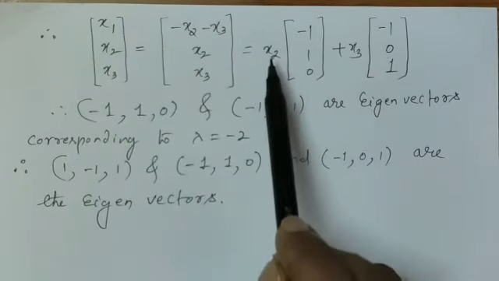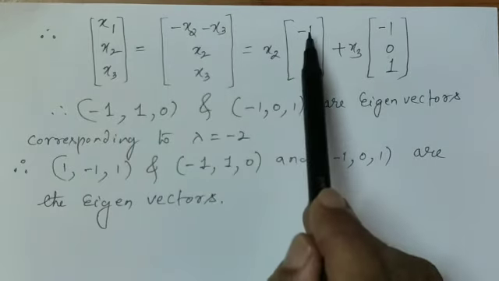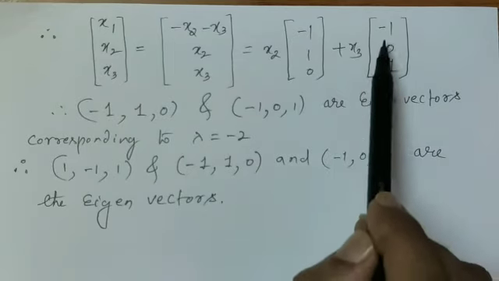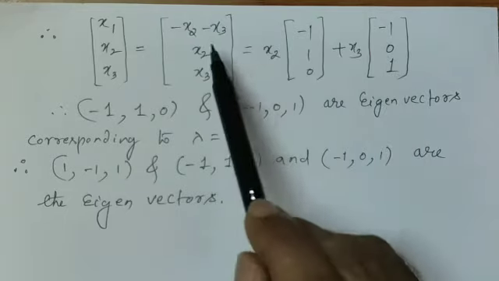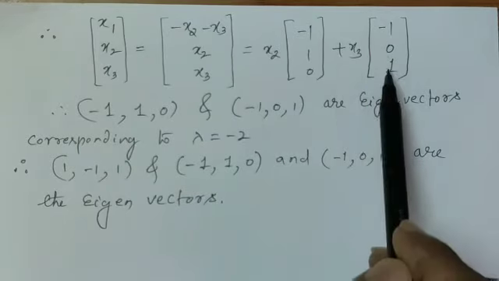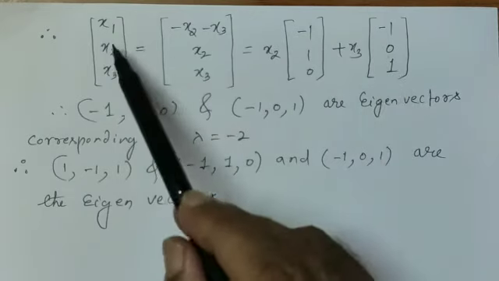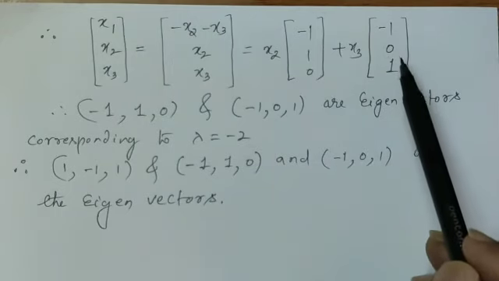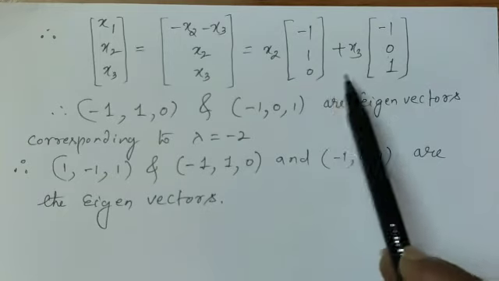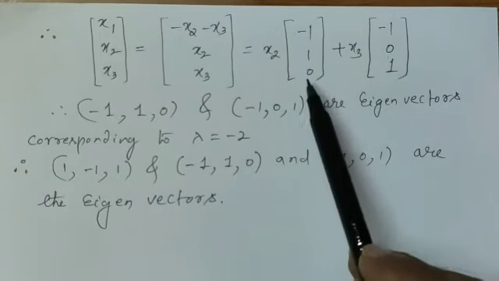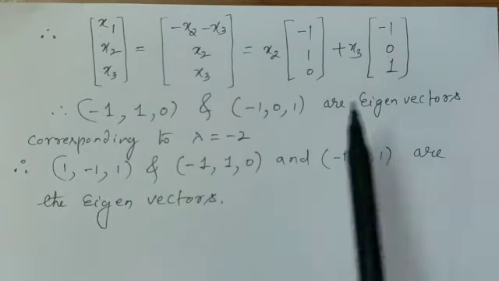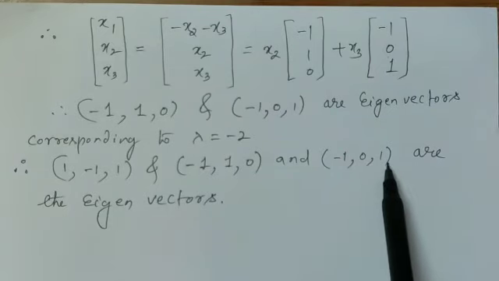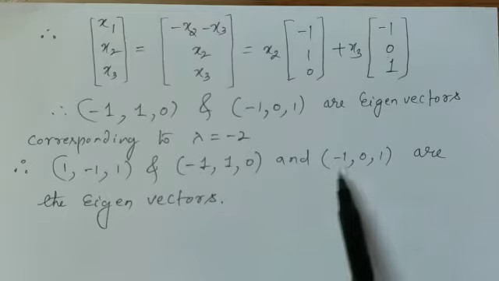Now take the first free variable, that is x2, outside. Then what remains? Here the coefficient is minus 1, here the coefficient is 1, here no x2, therefore 0, plus x3 into minus 1, 0, 1. If you take x3 common, minus 1, here 0, here 1. So that means we can express this vector as linear combination of minus 1, 1, 0 and minus 1, 0, 1. That means these two vectors are linearly independent vectors, and including the first vector we obtain three vectors which are 1, minus 1, 1 and minus 1, 1, 0 and minus 1, 0, 1. These are the linearly independent vectors and these are the eigenvectors.